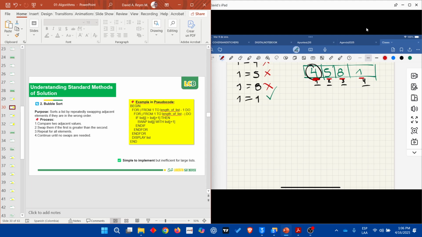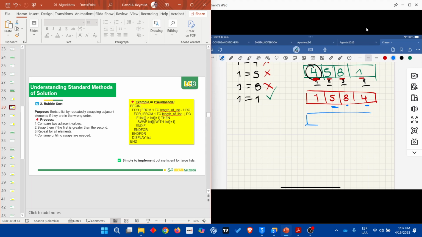So that means that now the list is going to be 1, 5, 8, 4. And we already finished the first position. Now we are going to start in the second position and we are going to do the same. Now, is this position greater than this position? No. Is this position greater than this position? Yes. So we are going to swap them.